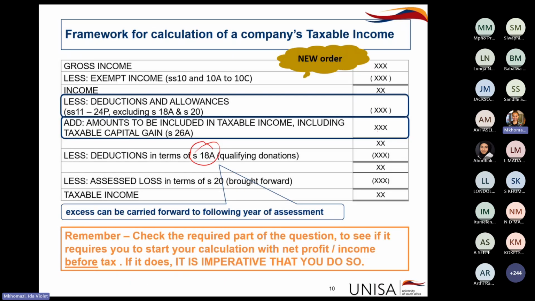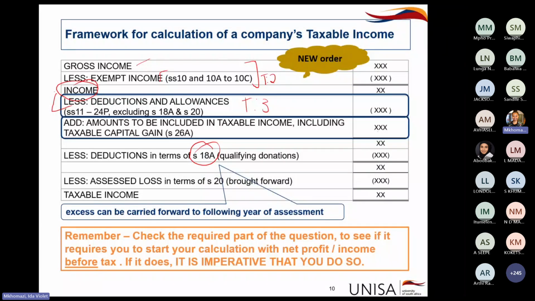So how do you get to taxable income for a company? You know that it starts with income. Income is defined to mean gross income less your exempt income. So this is what you learned in topic 2. You reduce that income by your deductions and allowances. And this is now where topic 3 comes in. Your deductions are what you see in LU7 and allowances are in LU8.